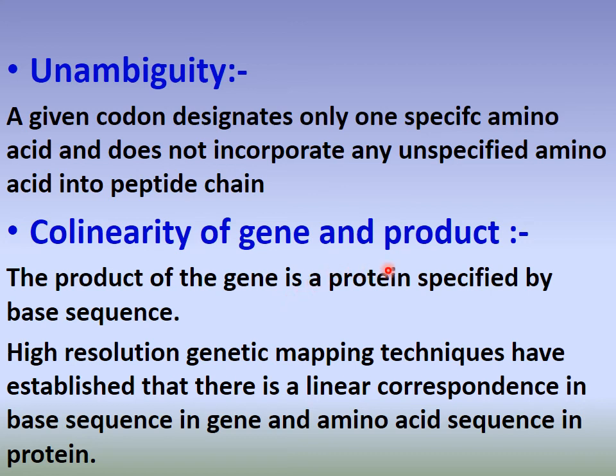Now collinearity of gene and product. The product of the gene is a protein specified by the base sequence. So they are linear in structure. If we see in messenger RNA, we have codons in a single line. That's why they are linear. The same we see in the amino acid sequence in the polypeptide chain. All amino acids are arranged in sequence from the amino terminal to the carboxyl terminal. All amino acids are present in sequence. So this is collinearity of gene and product.